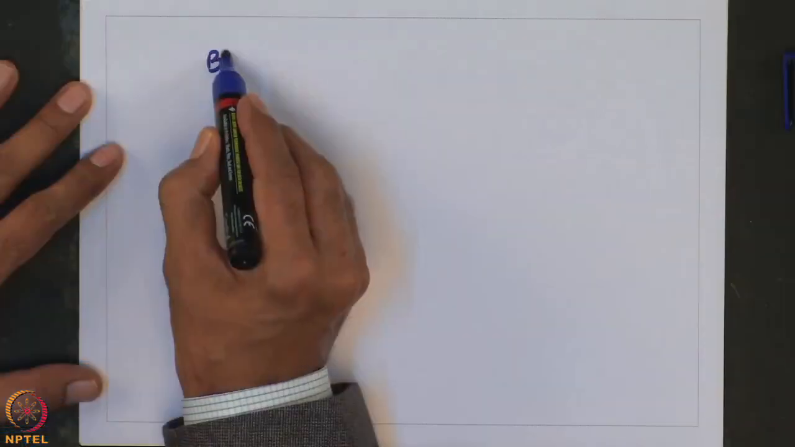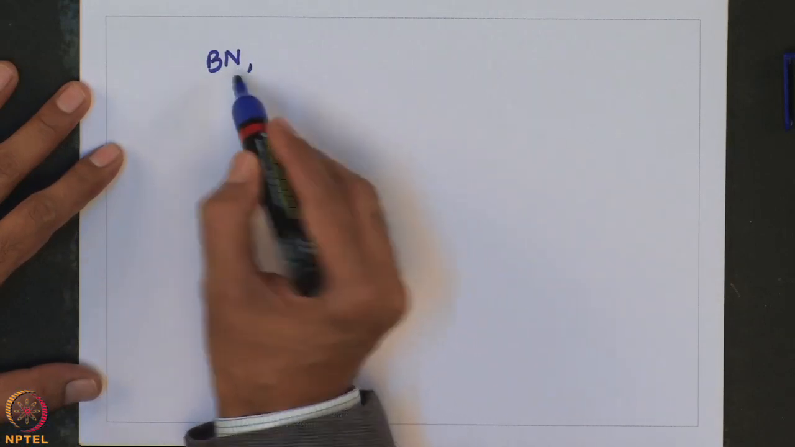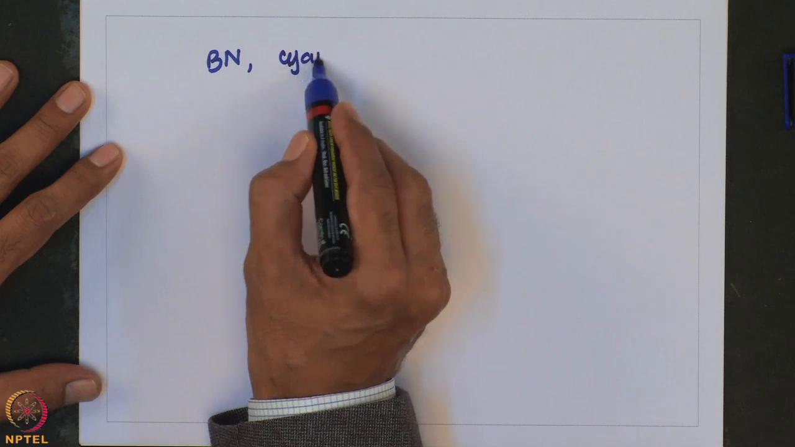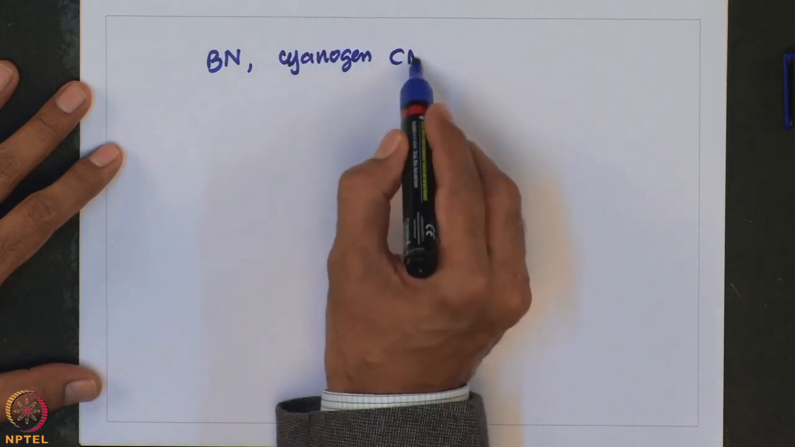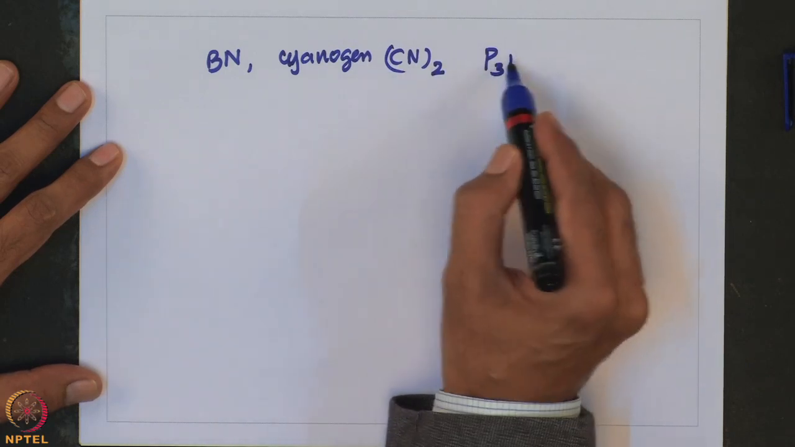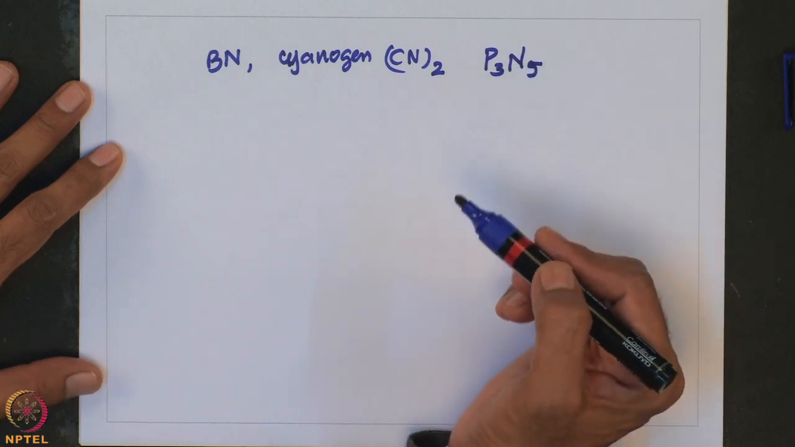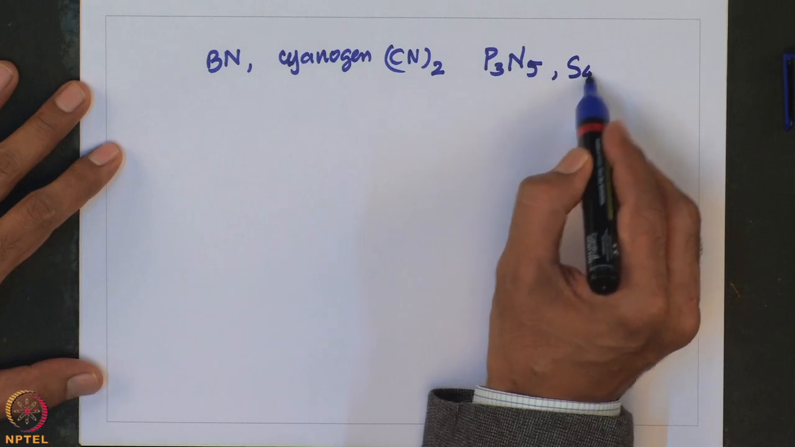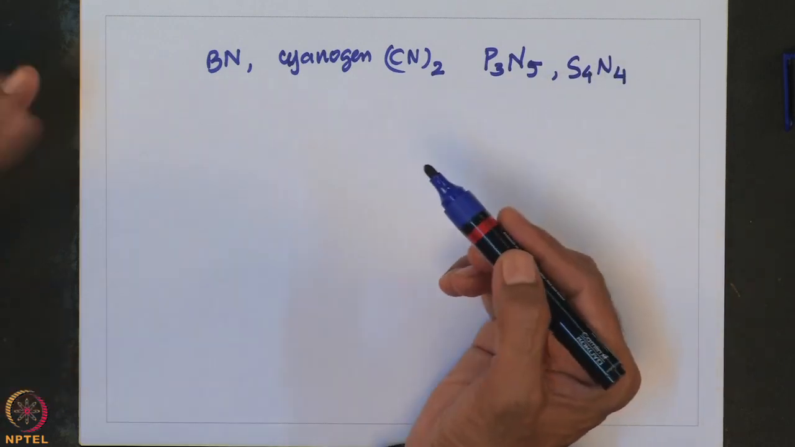Covalent nitrides, due to the presence of covalent bonds, possess a wide range of properties depending on the element to which nitrogen is bonded. Some examples of covalent nitrides are boron nitride, which has composition 1:1, and cyanogen, and also phosphorus nitride, and tetrasulfur tetranitride, and also disulfur dinitride.